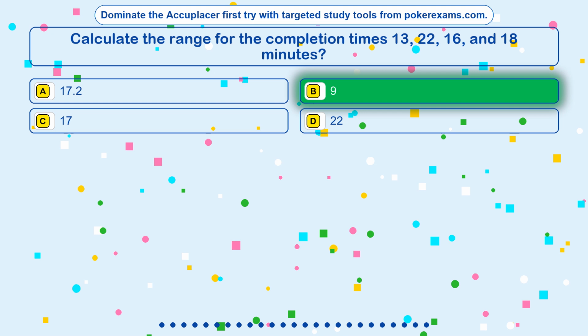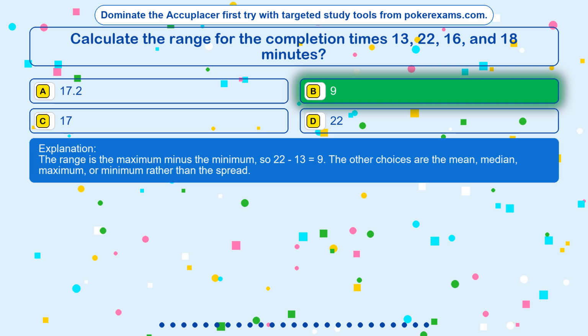The correct answer is option B, 9. The range is the maximum minus the minimum, so 22 minus 13 equals 9. The other choices are the mean, median, maximum, or minimum rather than the spread.